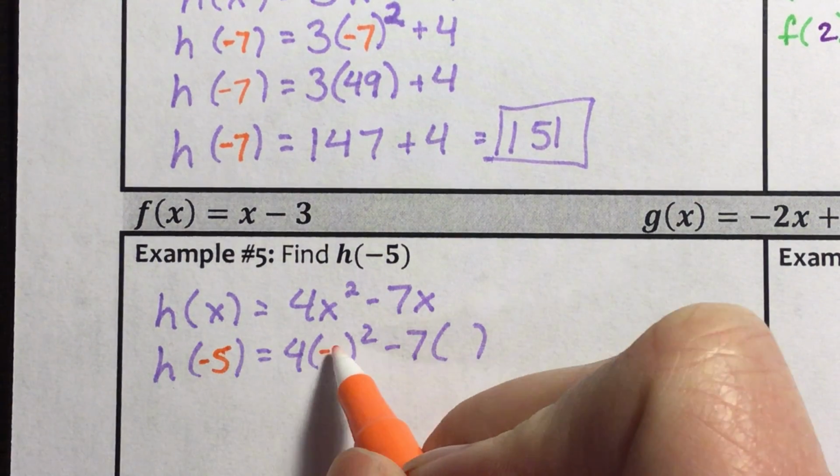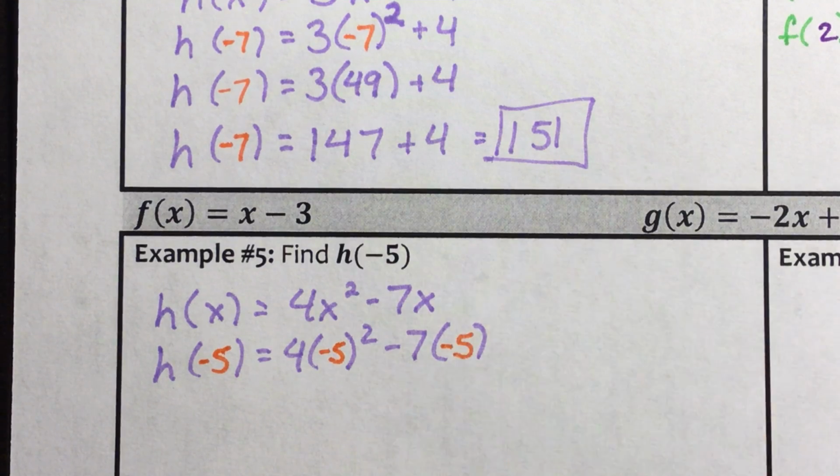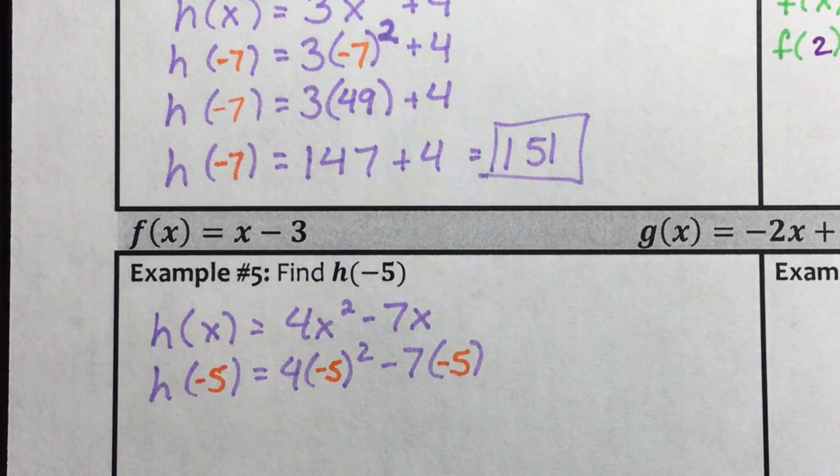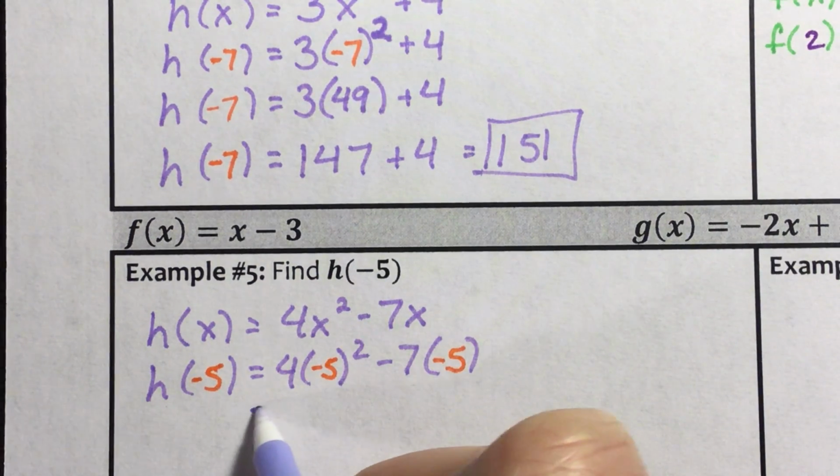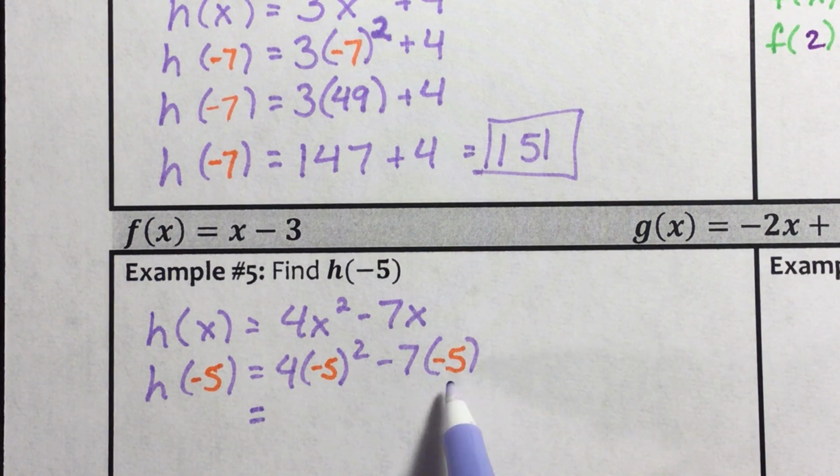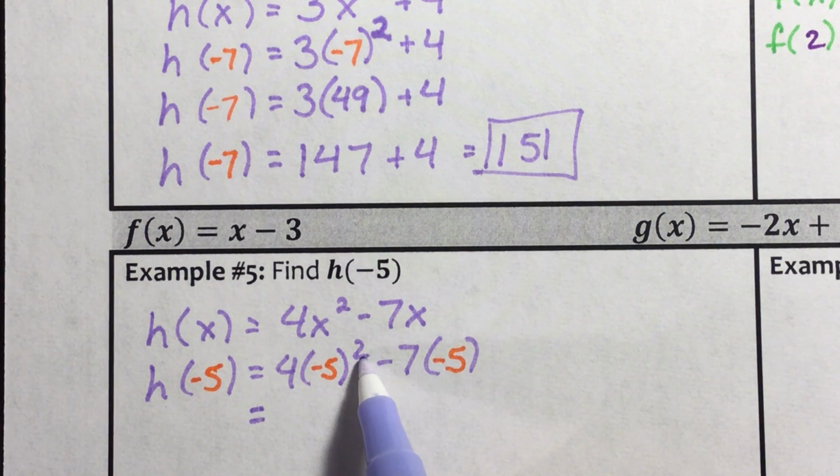-5, -5, and -5. And let's do our work. Okay, PEMDAS order of operations says that we should square before anything else. So we are going to square -5. -5 times -5 is positive 25.